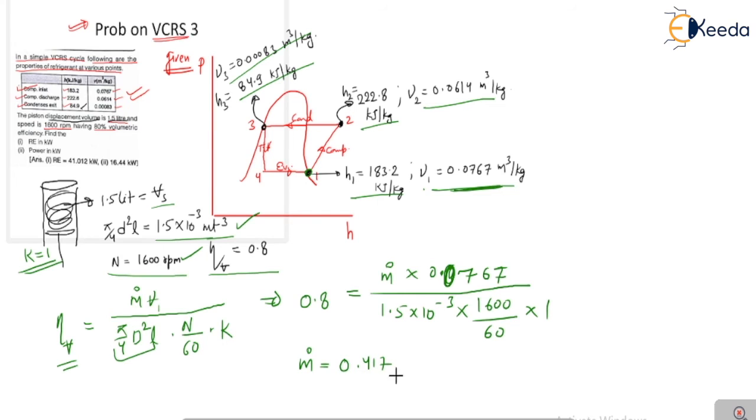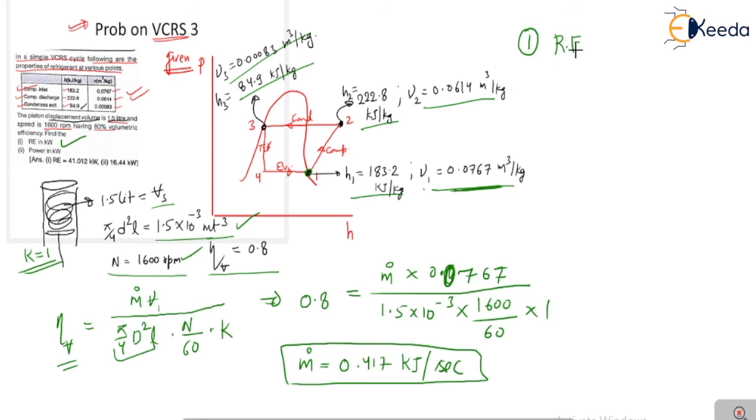So the mass flow rate value is 0.417 kilojoule per second. And using this value, we have to apply a simple formula for the refrigeration effect, because in the question the first value to be calculated is RE. That means what is the value of RE? So the formula of RE is nothing but mass flow rate into bracket H1 minus H4. This is your standard formula for the refrigeration effect.